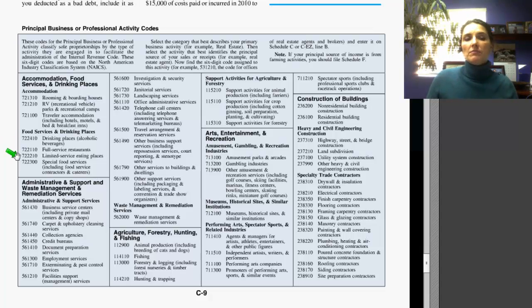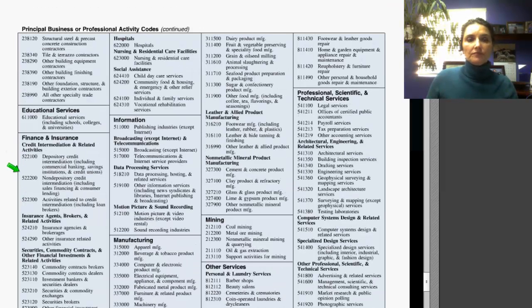Another is a full-service restaurant. Then we have limited service eating places, which would be like fast food restaurants. And then we have special food services, including food service contractors and caterers. So that's an example of the type of food services and drinking places codes that are available. On the next page, we have educational services.